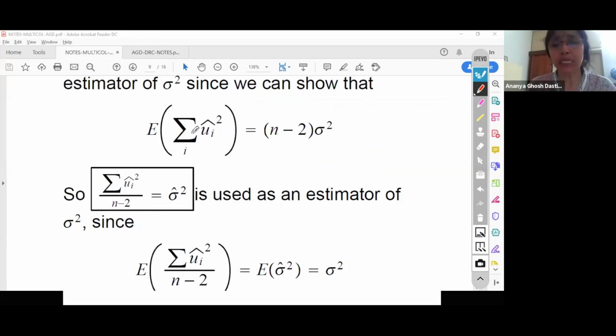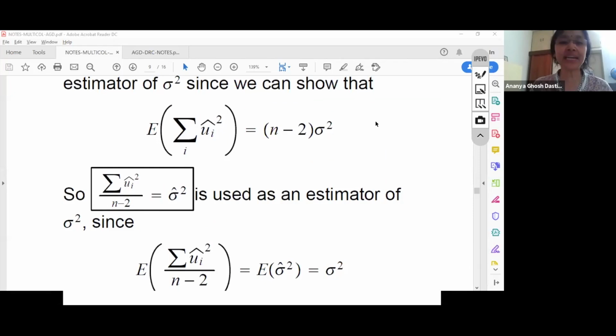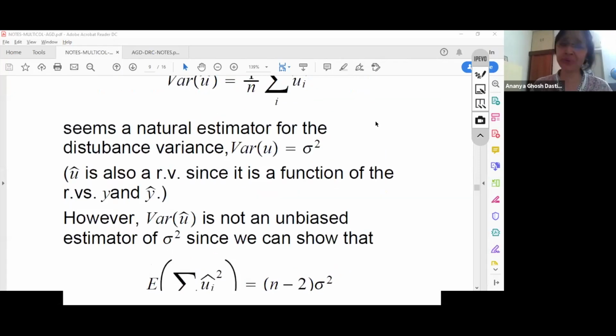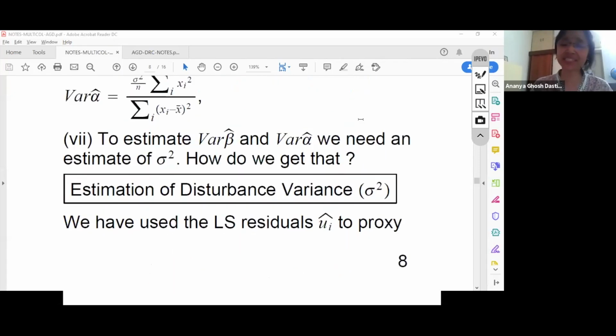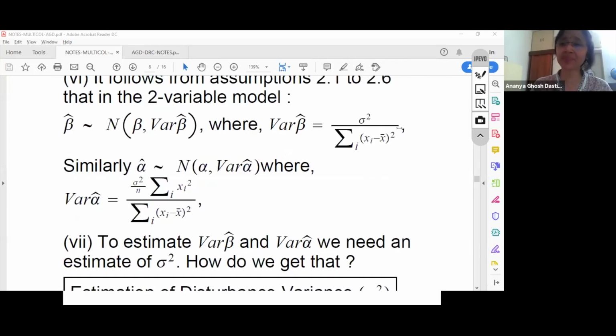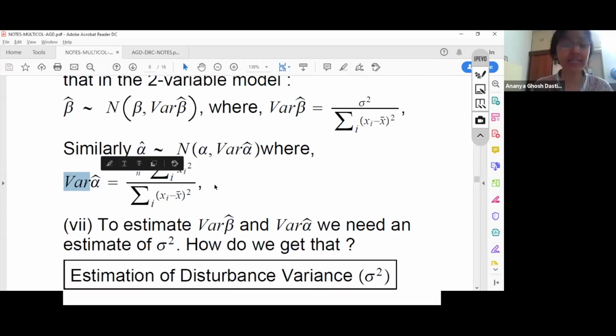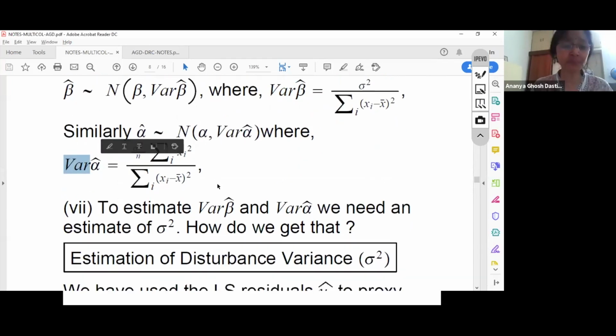Okay, so we are trying to understand how to estimate sigma square. Why are we suddenly doing that on a hot afternoon like this? We are doing that because we just realized that without it there is just no go. Without an estimate for sigma square, there's no way I'm going to get an estimate for var beta hat and var alpha hat. And what do I find? I find that there is a pretty neat solution.